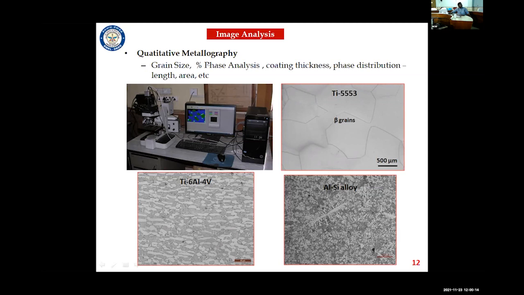We can also determine the percent phase analysis. In this Ti-6Al-4V, we have primary alpha in a matrix of lamellar alpha-beta, so we can determine the volume fraction of these two. This is an aluminum-silicon alloy, which exhibits aluminum alpha dendrites in an aluminum-silicon eutectic. Depending on the material and its microstructure, whether it is in cast form, rod form, rolled, or forged, and in unetched steel, any inclusions present, we can get all kinds of information.